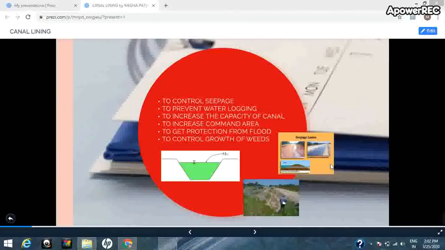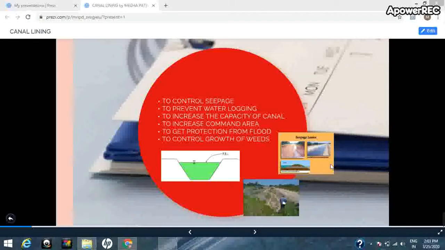Next one is to increase the capacity of the canal. In an unlined canal, we have observed that the velocity of flow is lower. To reach a certain amount of discharge, we have to provide a larger cross-sectional area, as we know that discharge equals area into velocity. That means if the velocity is low, then to maintain a certain discharge, we have to increase the cross-sectional area.